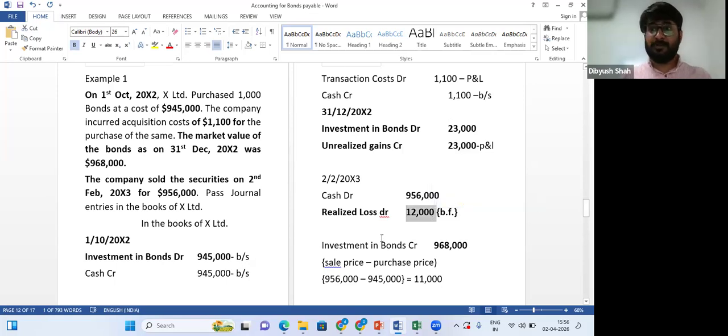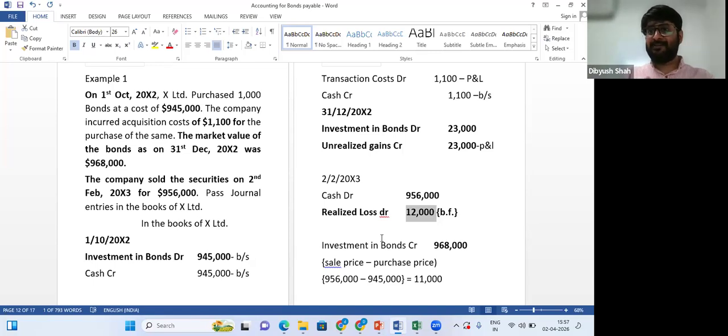Why then do it? Because in most cases these are heavily liquid securities and the value can drop drastically. You will learn more about it in finance, but for true and fair presentation, this is accurate. This is the true picture. So this is what we call FVPL.